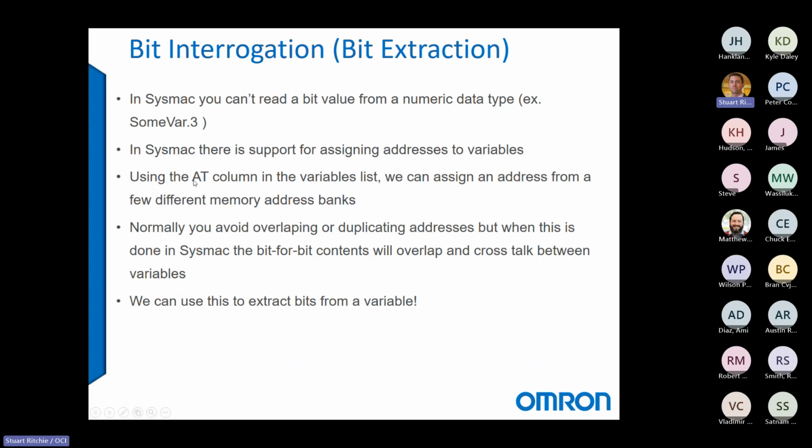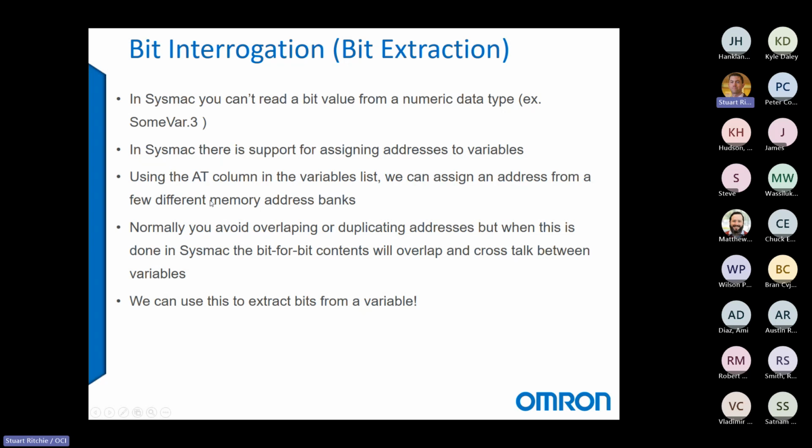You may have noticed the AT column in all of the variables in our global variables. Now, this was originally implemented as a way to assign an address to a tag for communications backwards compatibility, but we can also use it as a very convenient way to do bit extraction, bitwise data type conversion, that sort of thing.